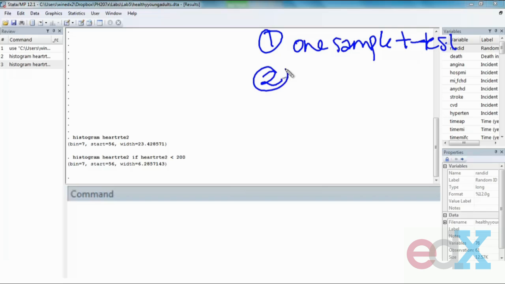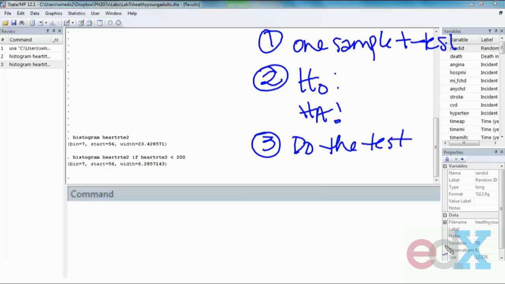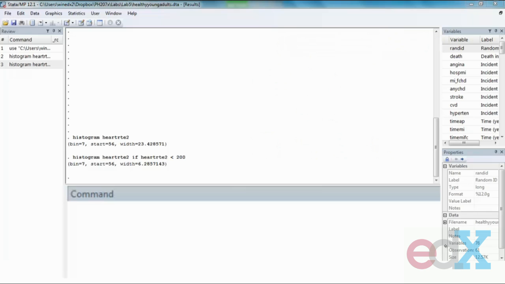Step 2, we state the null and alternative. We saw those before, so I'm not going to repeat them for the sake of time. And then step 3, what do we do? We do the test. Now in Stata, there are many different hypothesis tests that one can do.